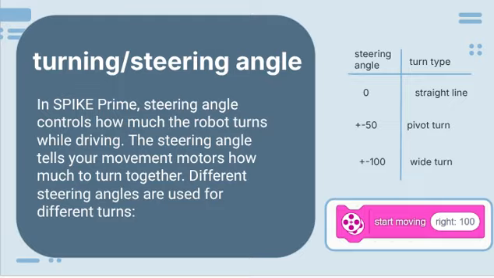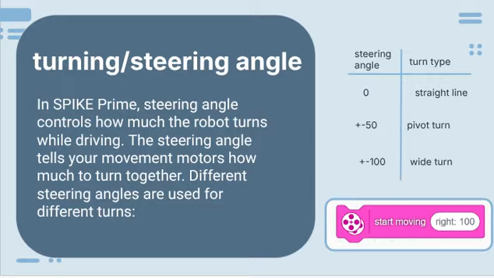Turning/steering angle. In Spike Prime, steering angle controls how much the robot turns while driving. The steering angle tells your movement motors how much to turn together. Different steering angles are used for different turns. So if you need the robot to go in a straight line, then your steering angle would be 0, since you're not moving in any direction.